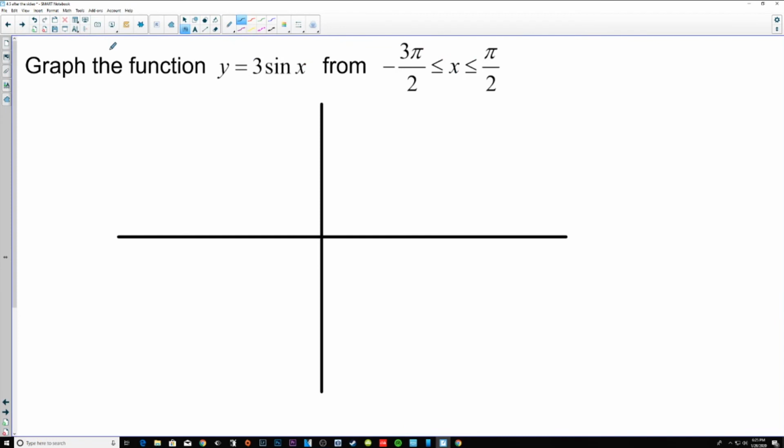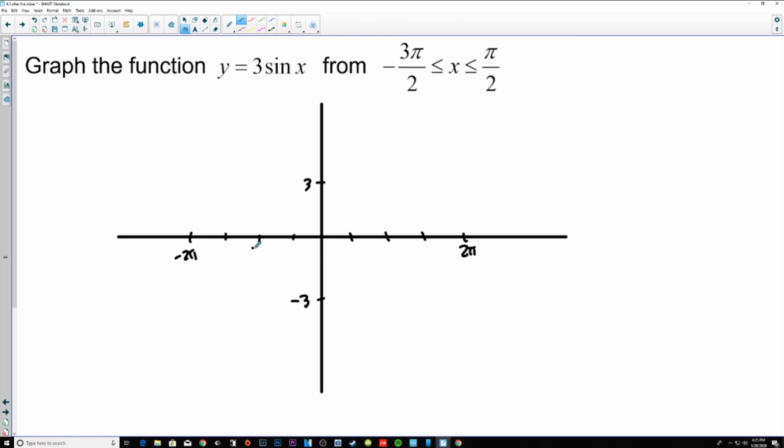Graph the function y equals 3 sine of x from negative 3 pi over 2 to pi over 2 only. So 3 sines. So 3 up here. We'll make this negative 3. 1, 2, 3, 4. We'll call that 2 pi. 1, 2, 3, 4. Negative 2 pi. And we want to find negative 3 pi over 2.